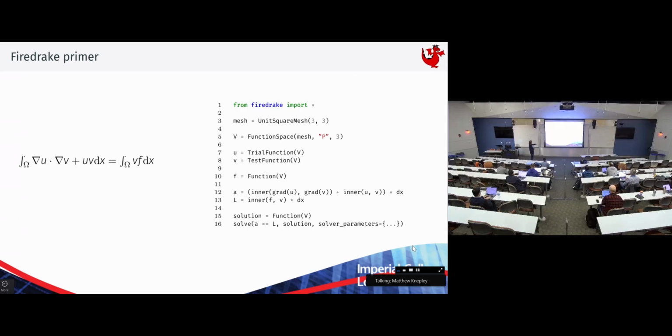So I am trying to solve the sign-positive Helmholtz equation here on the left. And if you want to do that in Firedrake, this script will do the whole thing for you. You import Firedrake, you make a mesh, you make a function space. Here we're using degree 3 Lagrange elements. You create your trial and test functions. This is your coefficient.